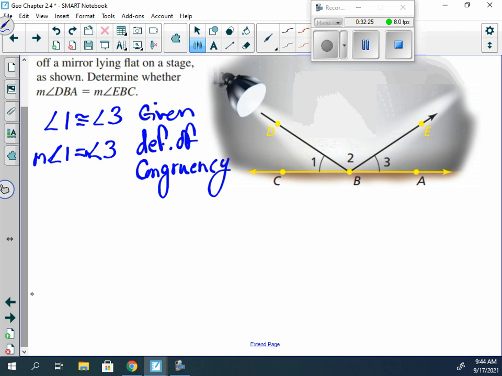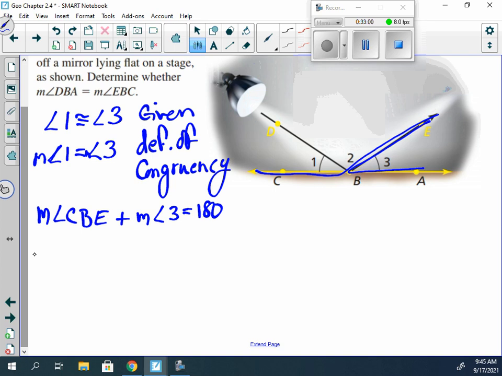Now, this is getting a little bit creative. But what I can say is that the measure of angle CBE, which is 1 and 2, plus the measure of angle 3 is equal to 180. CBE and angle 3 will equal 180. Yes?